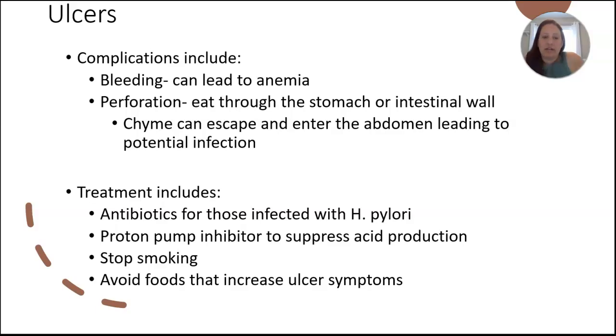Treatment: we can treat individuals with antibiotics if they're infected with Helicobacter pylori, so if it's a bacterial infection causing this. We can also give people proton pump inhibitors to suppress acid production. It's also recommended that individuals stop smoking and avoid foods that increase any of these ulcer symptoms. Okay.